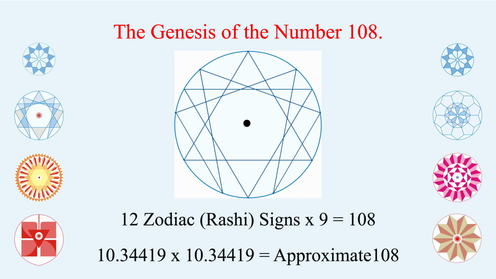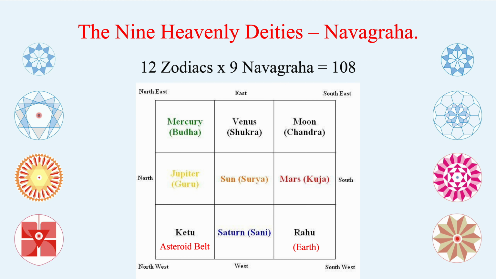And in Navagraha, there are 9. Now you're going to see Navagraha. In this picture, I'm showing the Navagrahas, which are Mercury, Venus, Moon, Jupiter, Sun, Mars, and Saturn. Seven are well known already. But there is a confusion in 2 numbers. One is called Rahu, another is called Ketu.